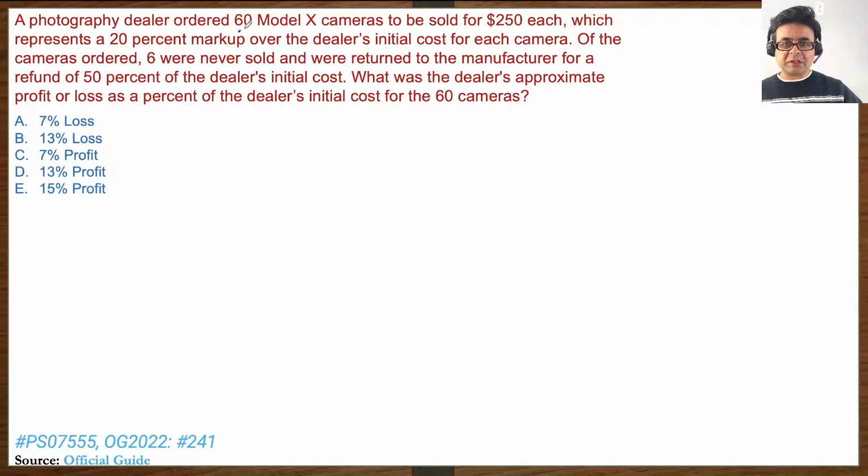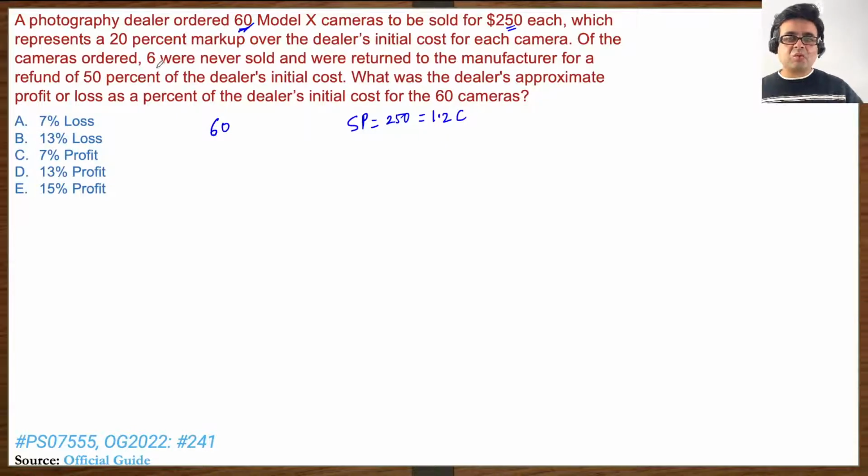So there are 60 cameras. Let me just write the 60 here. There are 60 cameras and they are being sold at 250. So the selling price is 250, and it's given that the selling price marks a 20% markup over the cost price. So I'm going to write this as 1.2C, where C is my cost price.